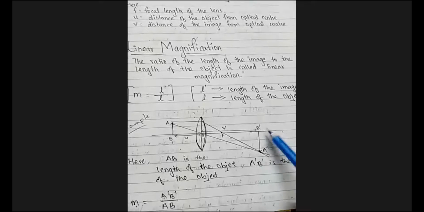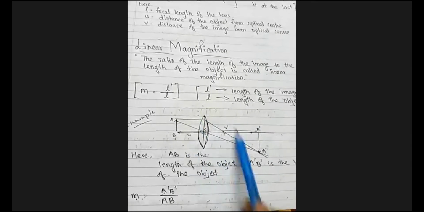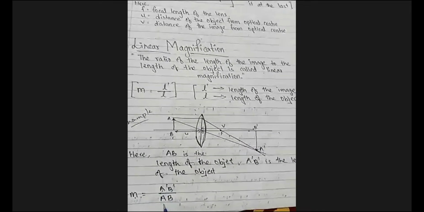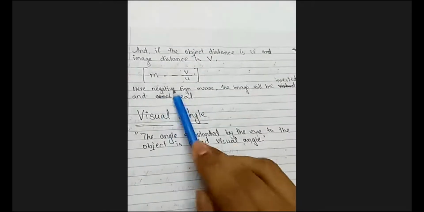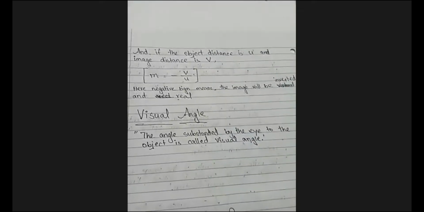So I'm going to give an example. This is an image formed in a convex lens. AB is the object, and A prime B prime is the image of the object. So the linear magnification of this object AB is m equal to A prime B prime by AB. Another formula for linear magnification is m equal to minus v by u. V is the distance of the image from the optical center, and u is the distance of the object from the optical center. Here the negative sign means the image will be inverted and real. And we know when we use a convex lens, we will get an inverted and real image.